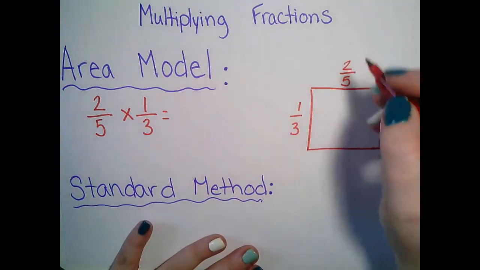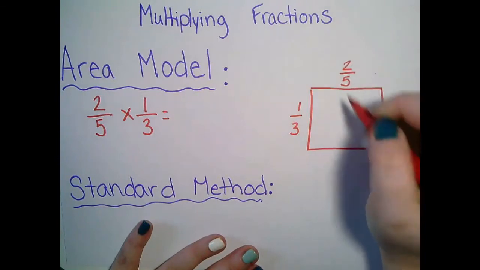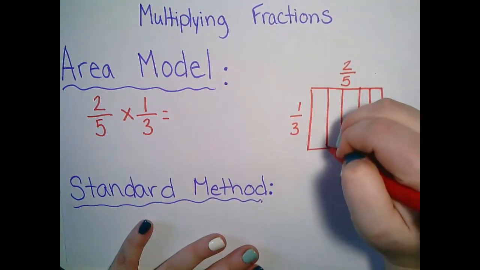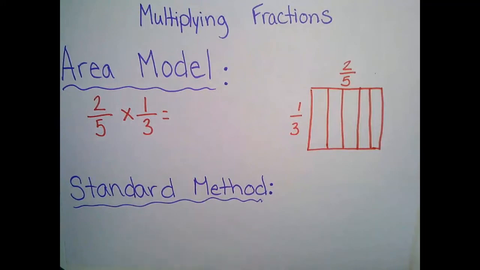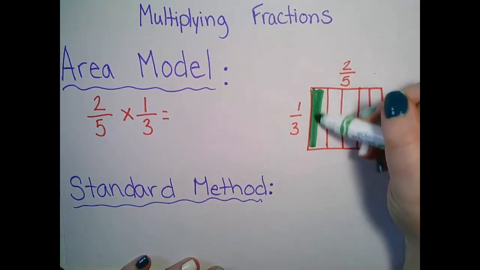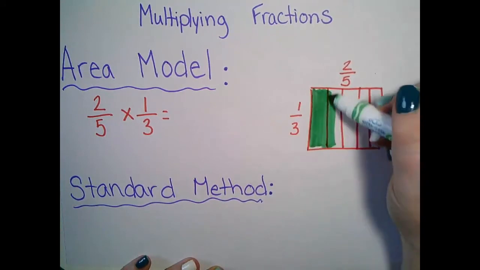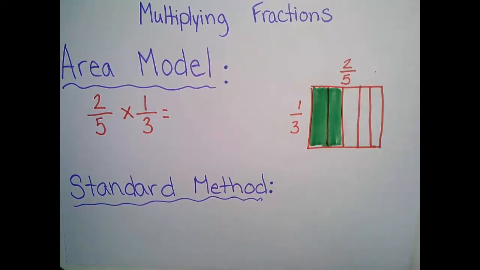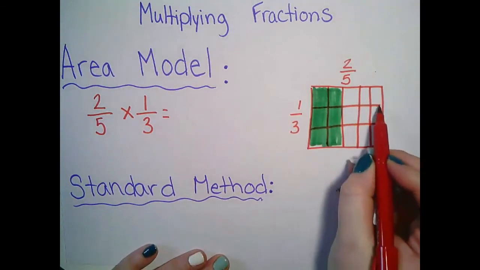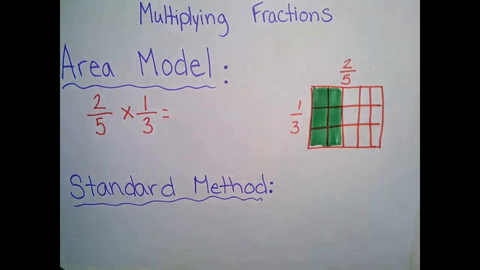We would divide going up and down and make it into fifths. And then by doing that, we would be coloring in 2 of those fifths. So now I'm going to color in 2/5. Now I have to go left to right and divide into thirds, since my denominator is a 3. So there are my thirds, 1, 2, and 3.